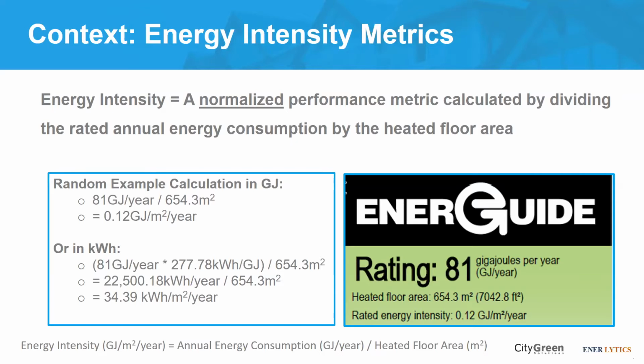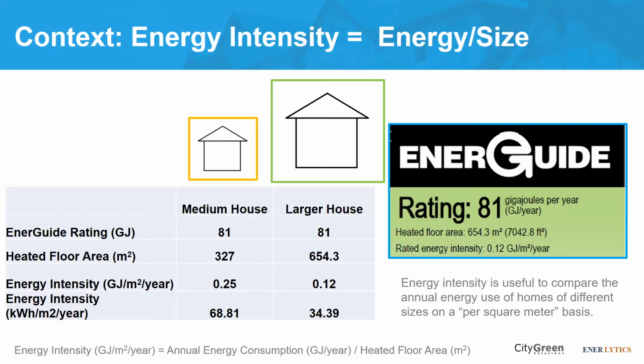Many of the metrics within the BC Energy Step Code are intensity metrics. This is an important consideration for energy advisors to understand. This example of energy intensity is useful to compare the annual energy use of homes of different sizes on a per square meter basis. In this case, we have a medium home and a large home, both with an EnerGuide rating of 81 gigajoules a year, but with very different heated floor areas. And what this example shows us is that the larger home is more energy efficient on an energy intensity basis than the medium home, even though they use the exact same amount of energy on a yearly basis.